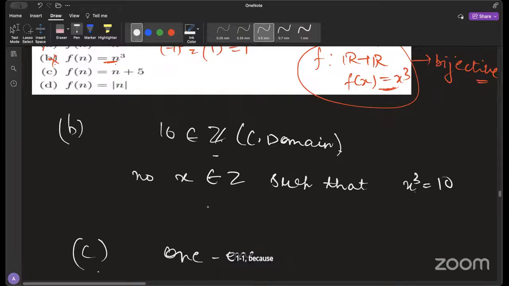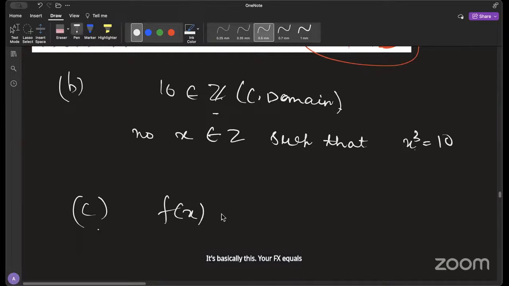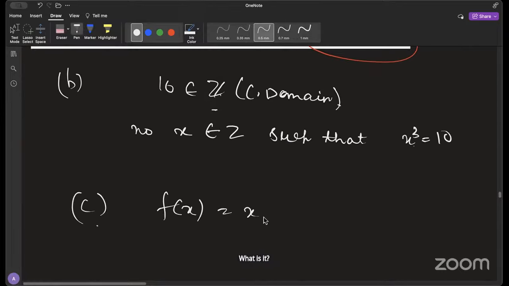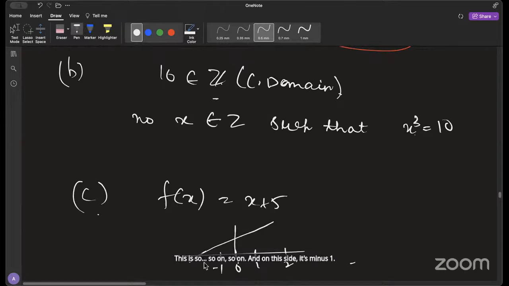It's 1-1 because, in simple words, it's a strictly increasing function, right? It's basically this: your f(x) equals x plus 5. Now, if you only have it for integers, let's say this is 0, this is 1, this is 2, and so on, and on this side it's -1, -2, and so on. This point is -5.